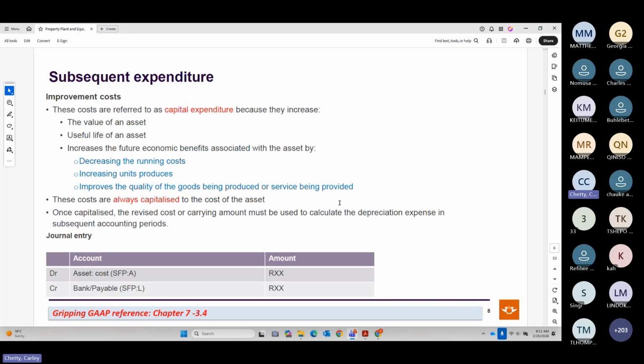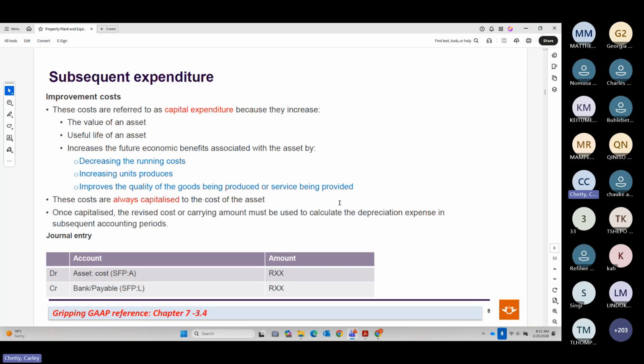Then we need to look at improvement costs. These costs are referred to as capital expenditure because they increase the value of an asset and the useful life of an asset. There will be increases to the future economic benefits associated with the assets by decreasing the running costs, or there could be an increase in the units produced, like better efficiency. There could also be an improvement in the quality of goods being produced or services being provided.